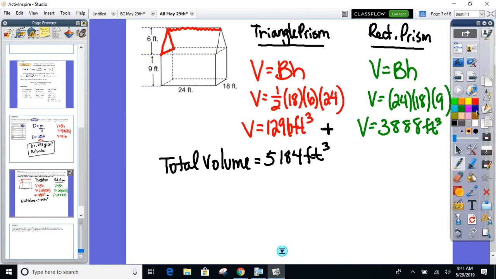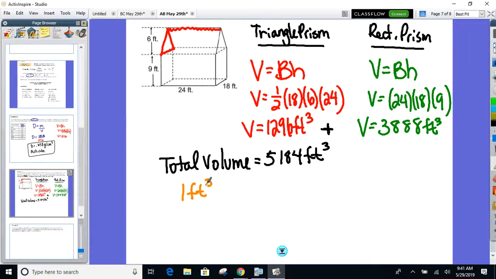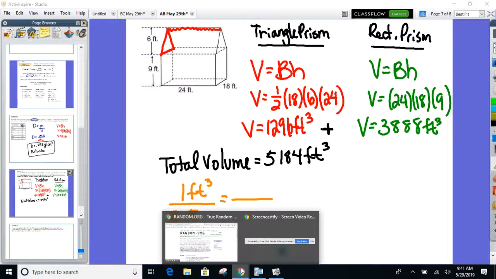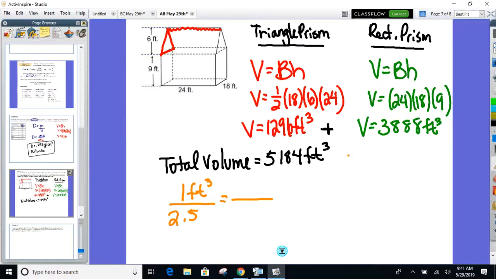Ready? 1 cubic foot. How many BTUs do I need? 2.5 BTUs. Where do I place the 5,184 now? On top, across from the feet. Feet go with feet. So I do end up multiplying that by 2.5.